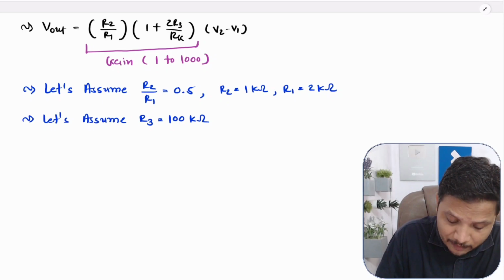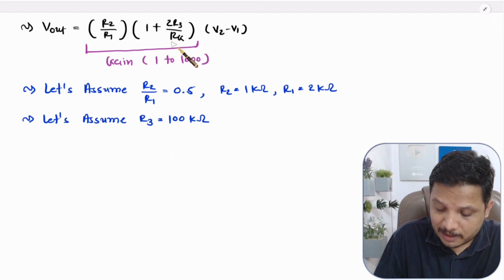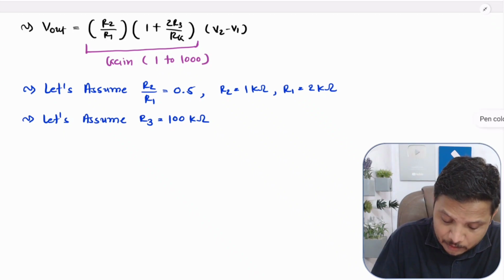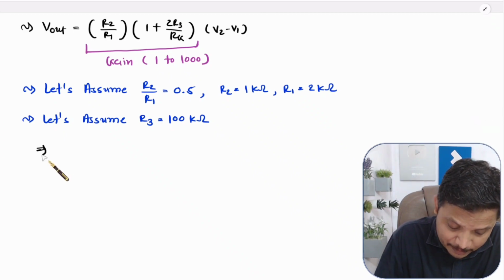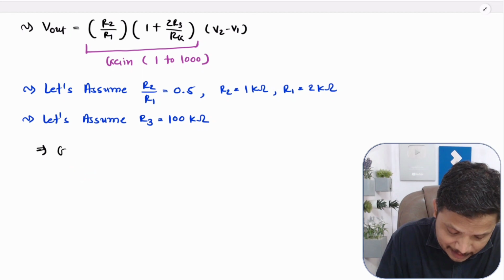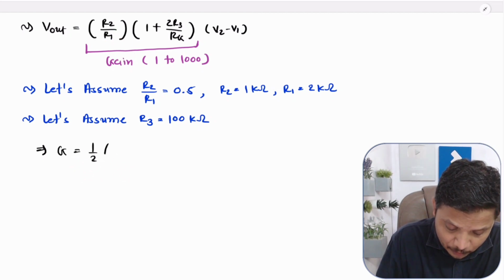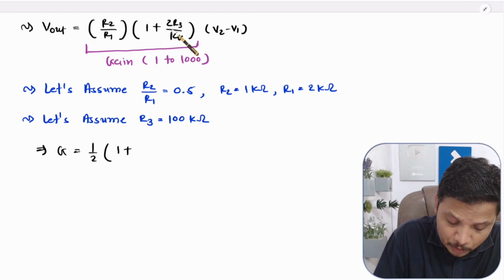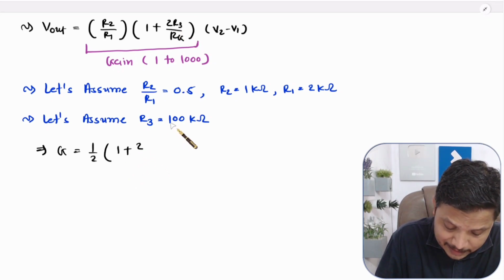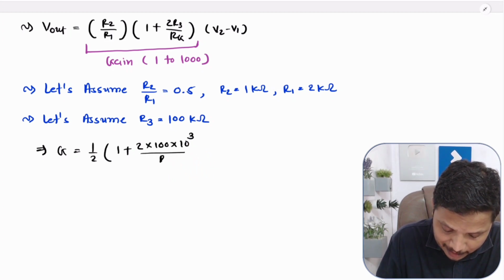So now we have the values of R1, R2 and R3, that we need to place in this gain formula, and we need to derive Rg in the form of gain, right? So here what I'll do is I'll explain this gain G, which is equal to half into 1 plus 2R3, where R3 is how much? 100 kilo ohm. So 100 into 10 to the power 3 divided by Rg.